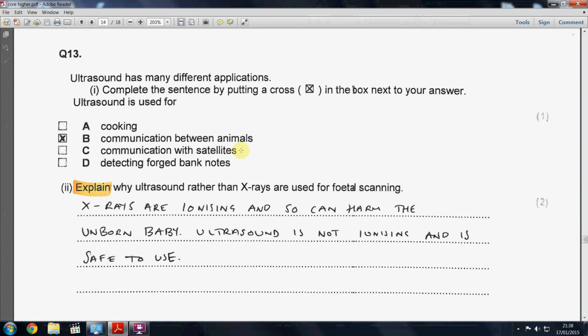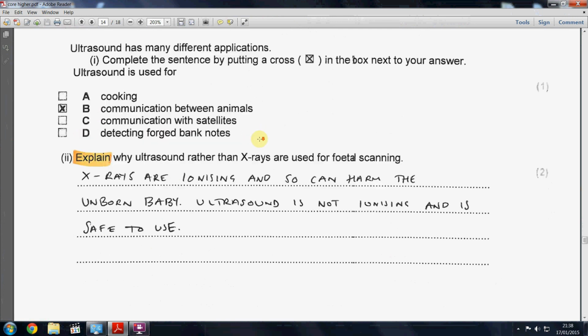It's not used for communication with satellites because it's sound. It can't get through the vacuum of space. I'm not sure how it could be used to detect forged banknotes, so it certainly doesn't do that one. So the only option is for communication between animals. And animals that have high-pitched or can make high-pitched noises, the chances are they'll be communicating with ultrasound that you can't hear as well.